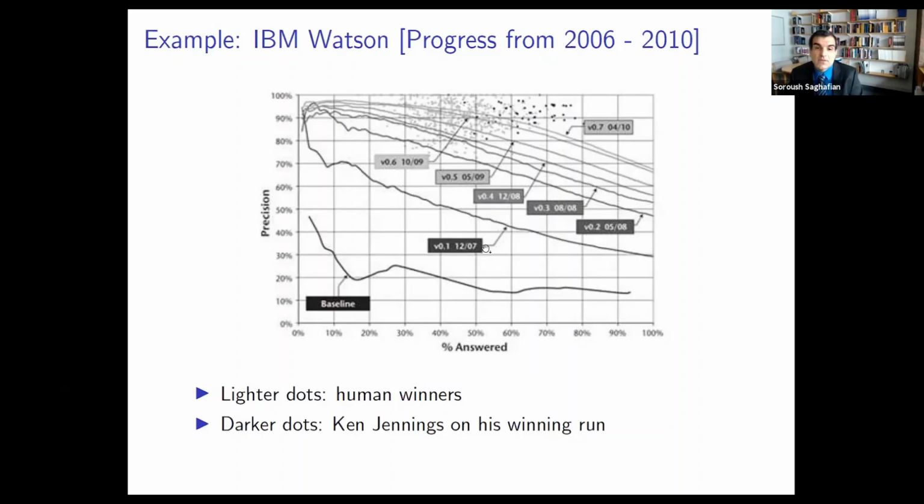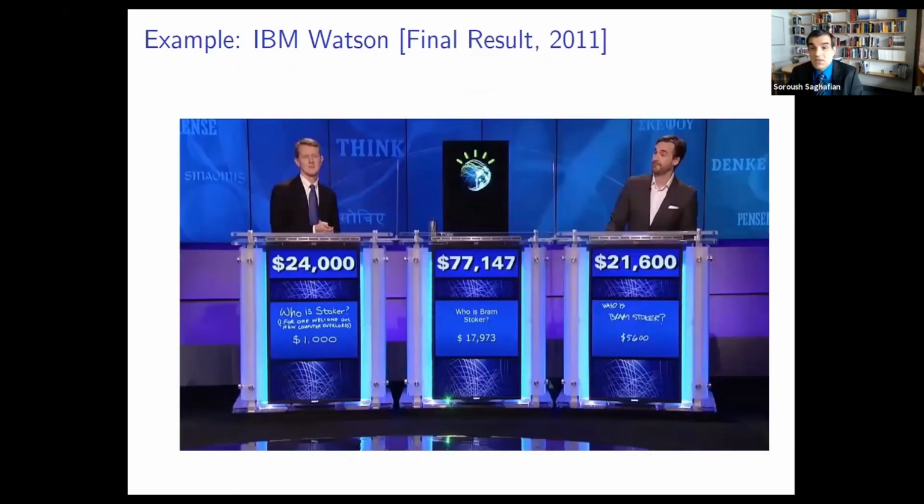This is in 2007. And in 2010, which is this graph here, you see that it was getting very, very close to Ken Jennings in terms of its performance. At that point, the researchers decided that it was ready to compete in this game. And here's the final result of the game. It was able to beat both Ken Jennings and Brad Rutter by a huge margin.